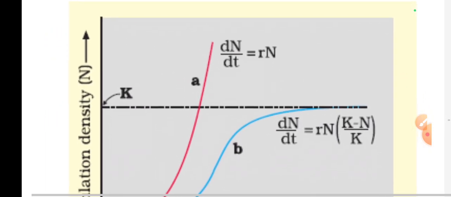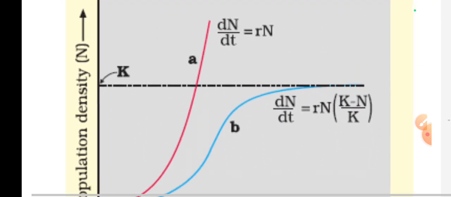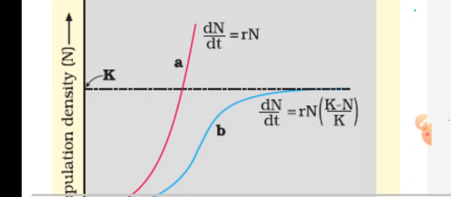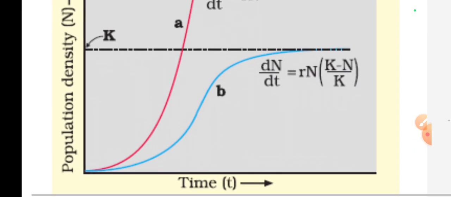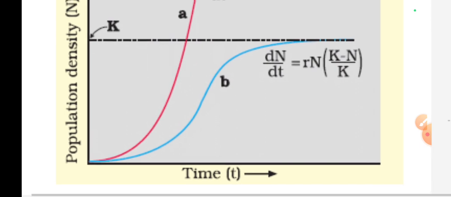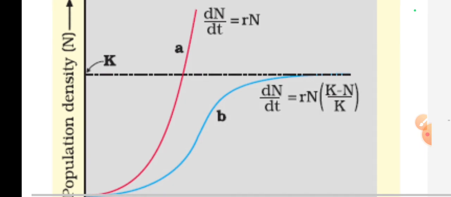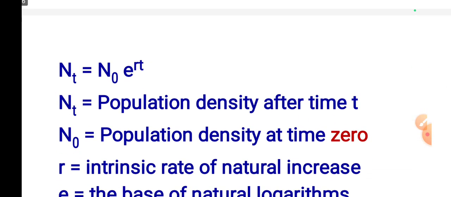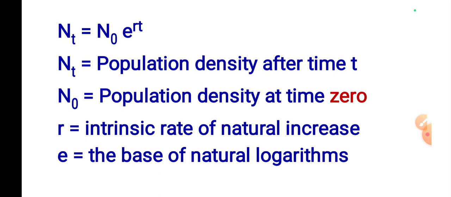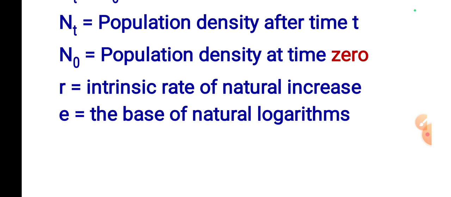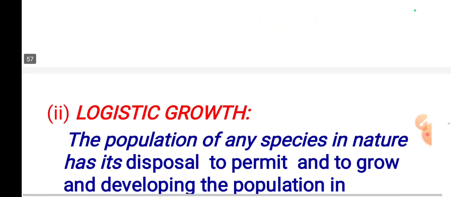In the population growth curve, population density N is plotted against time. The red line is dN/dt equals rN, and the green line is dN/dt equals rN times (K minus N) divided by K. Nt equals N naught e to the power rt, where Nt is the population density after time t, N naught is the population density at time zero, r is the intrinsic rate of natural increase, and e is the base of natural logarithms.